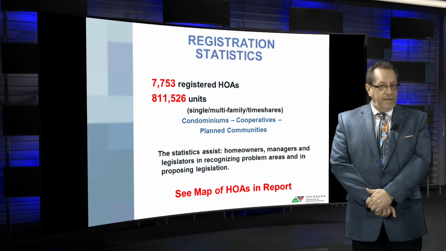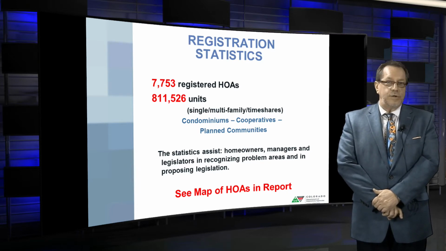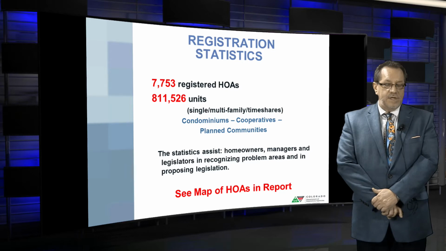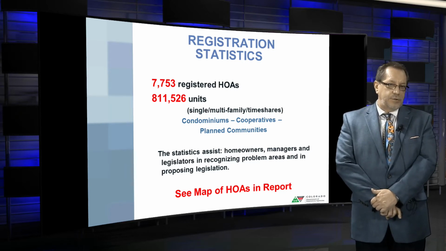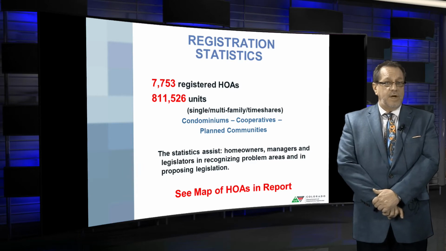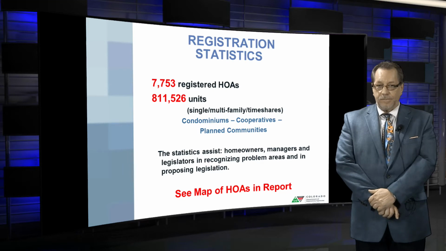I'm going to give you some highlights today about the annual report because it's very important in Colorado for you, again, as practitioners to know about HOAs, how many there are, where they're located, and how they're structured. We have over 7,700 HOAs registered in the state of Colorado, which consists of over 800,000 units. Those are made up of condominiums, co-ops, and planned communities.